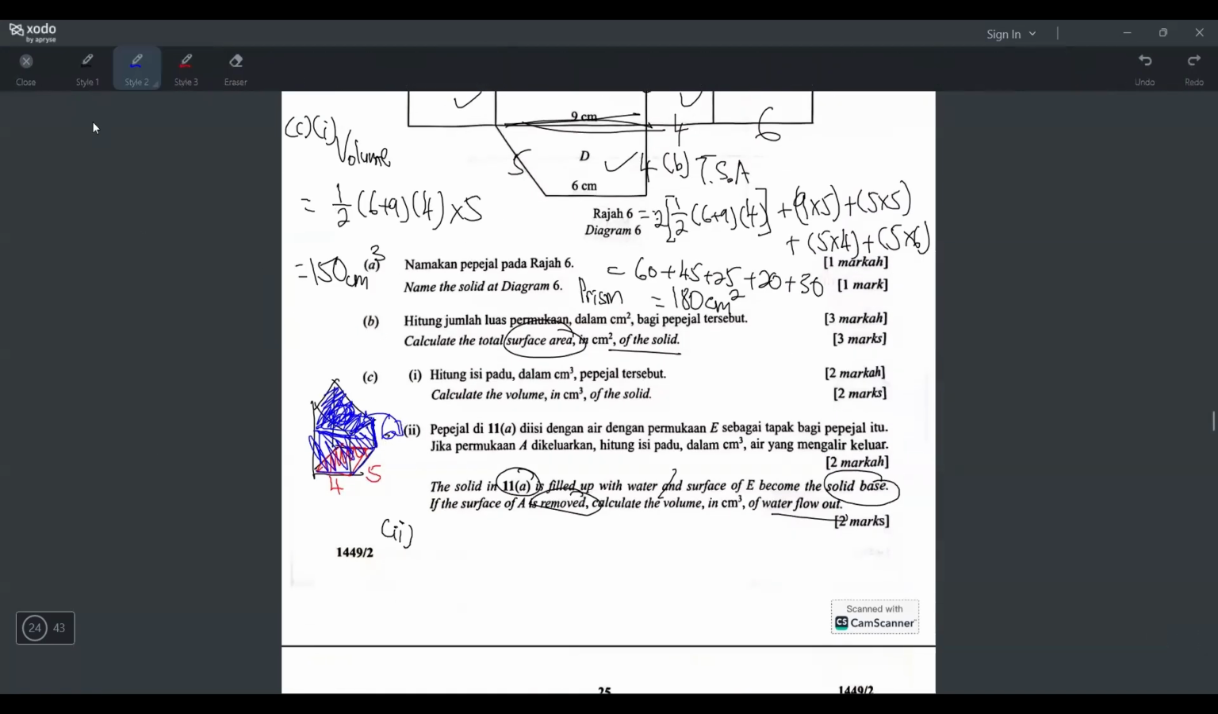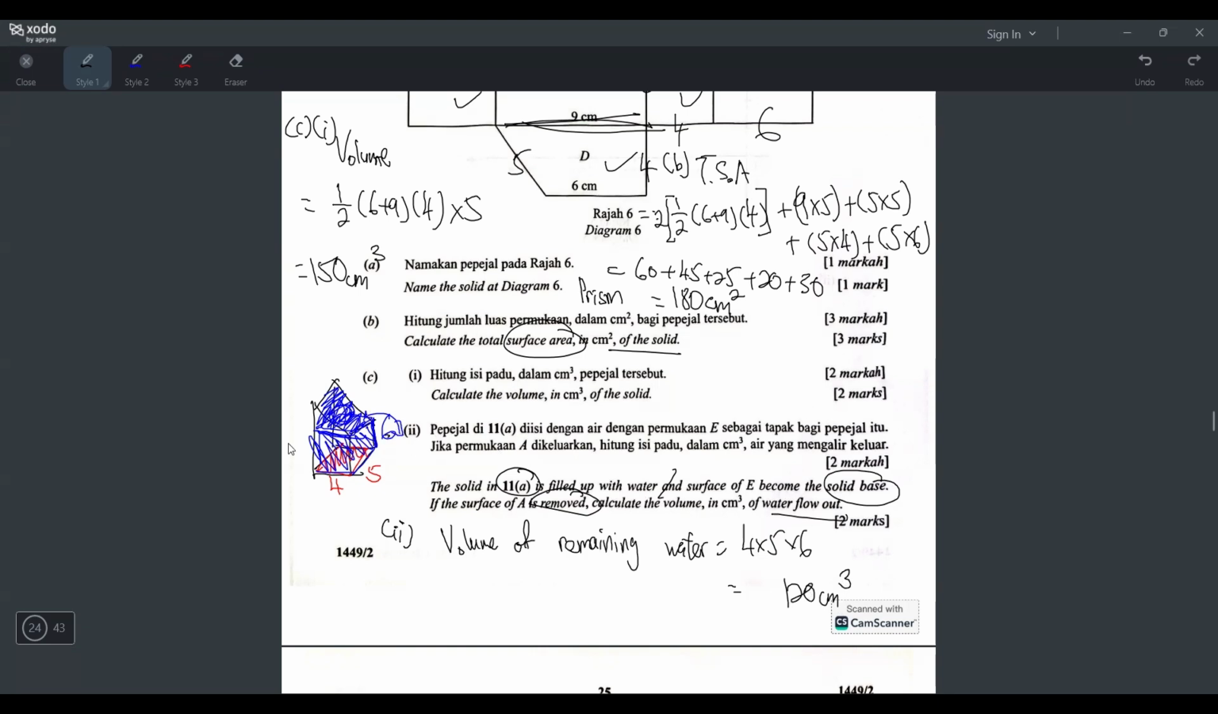So that's the answer. 4 times 5 times 6, right? So I will write here: volume of remaining water. Okay, remaining water, because when you do that, all the water flows out. So the remaining is 4 times 5 times 6, right? Which is the volume of the cuboid. And if you press this, you get 120 cm cube. So that's the volume of the remaining water, right?